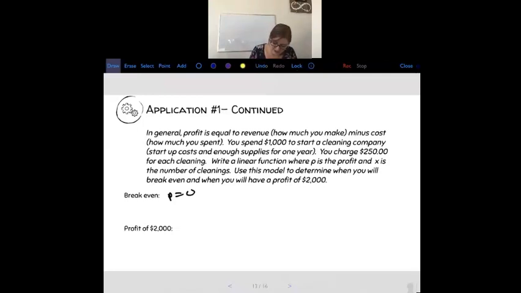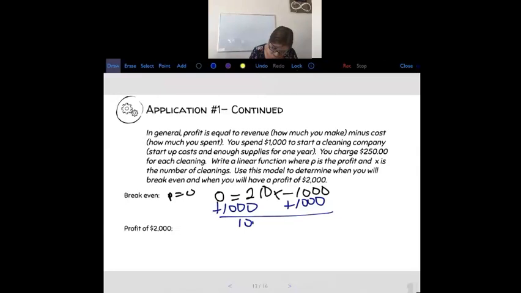Okay? And so in this case, we would plug 0 in for P. We'd have 250x minus 1,000. So we'd add 1,000, which would give us 1,000 equals 250x, and then divide both sides by 250, and we should come up with x equals 4. So that means after 4 cleanings, you will break even. So you will have recovered the $1,000 that you initially invested in your company.